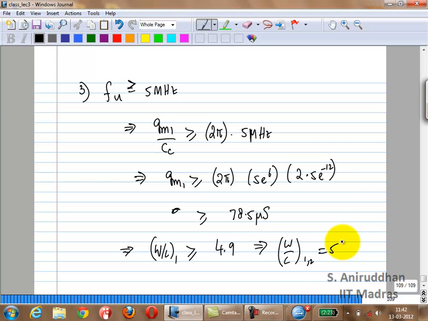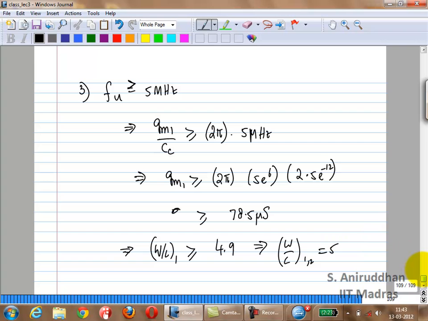So now you have found out W by L of 1 and 2. What next? From swing limits, right? That's what we did for the telescopic op-amp. We'll do exactly the same here. From the swing limits, we'll find out W by L of the output stage.